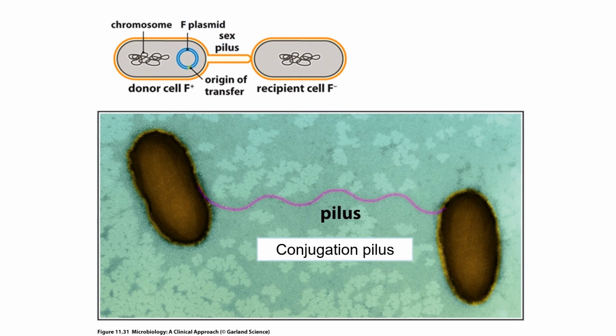Lederberg went on to describe the process by which this occurs. So what we have happening is one cell producing a pilus, which is a structure that can transfer information to another cell. This structure is sometimes referred to as a sex pilus, as you can see here, but I would say that that's a misnomer.